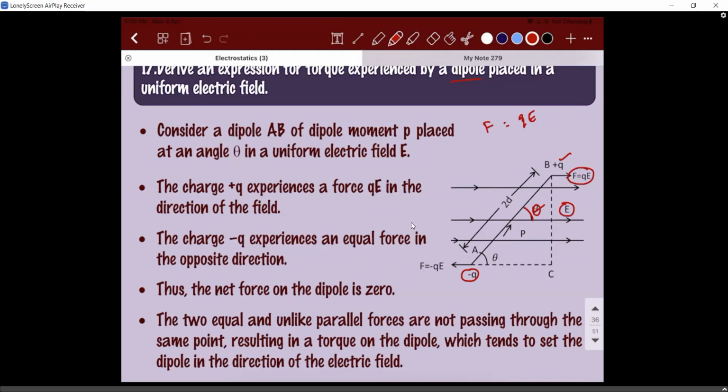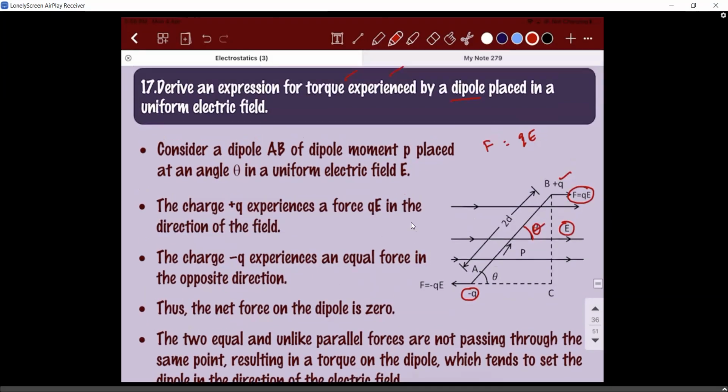Now comes an important question. What is going to be the net force experienced by this system? Net force is 0. That is why, if you see the heading carefully, they have an expression for torque. They didn't say anything about force, because the net force is going to be 0.